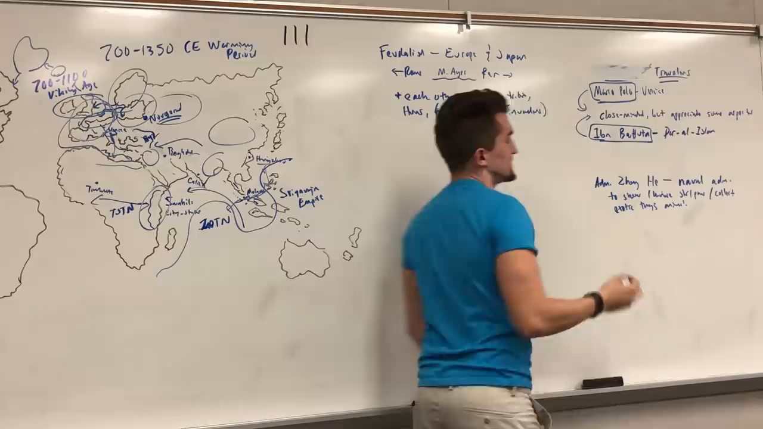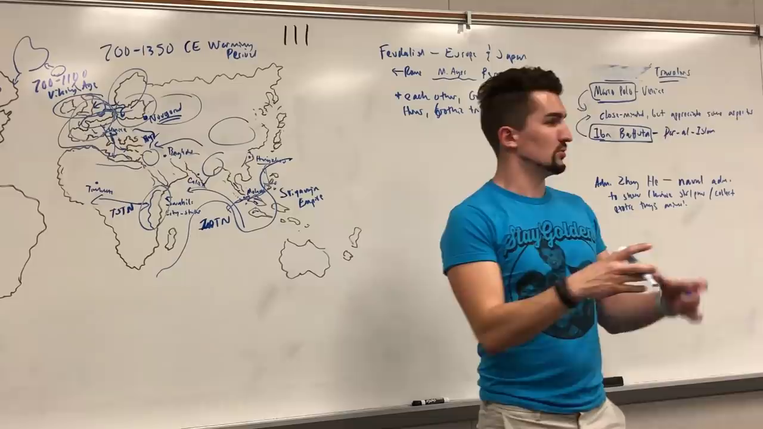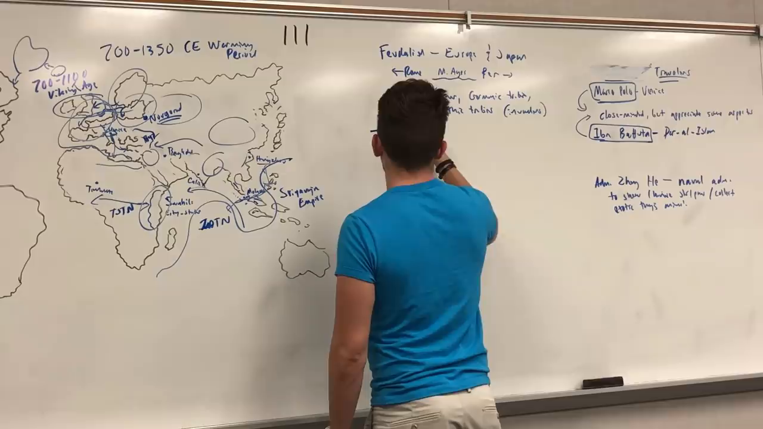So they need a system of protection. Can Rome protect them? No. Is there a strong central government somewhere that can protect them? No, for the most part. So what do they need? What kind of a system? A local system is what they need. Right. So they developed the feudal system.